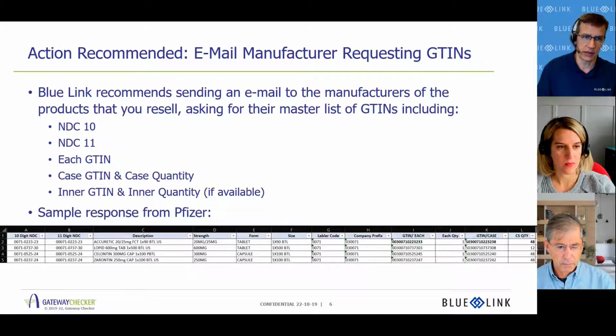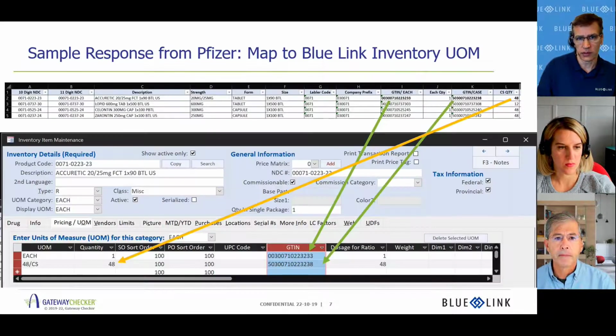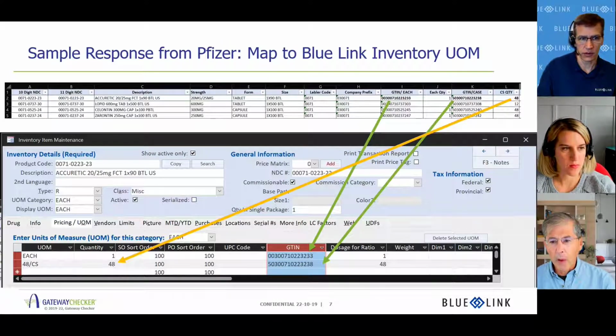Now, once you've got that data, you can either work through it yourself and create those units of measure in your BlueLink app and add them on your own, or you can work with a BlueLink consultant. So here's an example of one of the items from the Pfizer spreadsheet and how it's been mapped to the screen in BlueLink. You can see here, we've created a 48 unit per case unit of measure. The quantity is defined as 48, and you can see the GTINs are different on these two products.